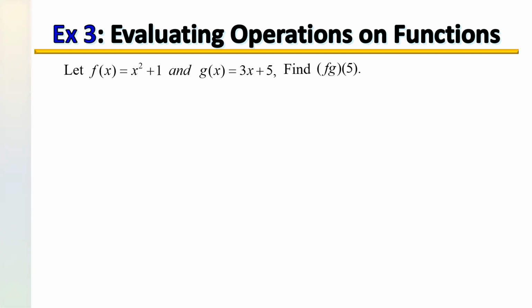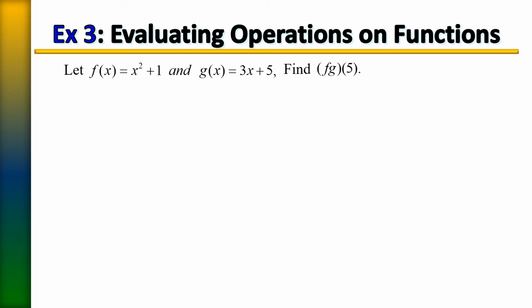Here we're given two functions, f of x and g of x, and we're asked to find f times g of 5. Notice here that when you see the functions stuck together with nothing in between them, meaning no plus, no minus, that indicates they're being multiplied. So we want to multiply these two functions and then evaluate it for 5. So let's go ahead and proceed with the process.